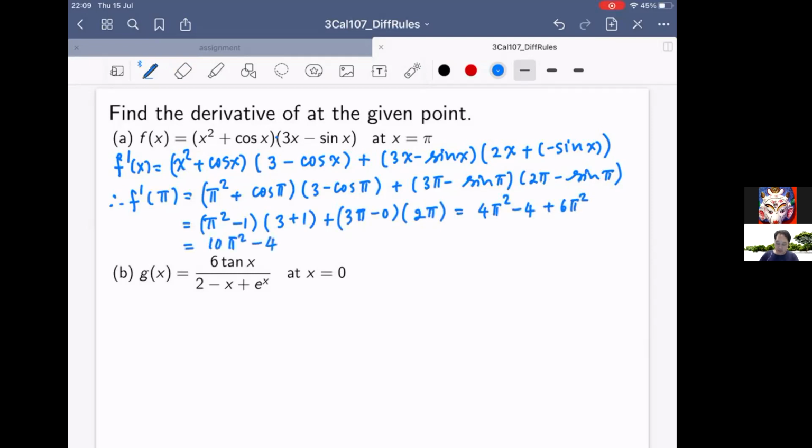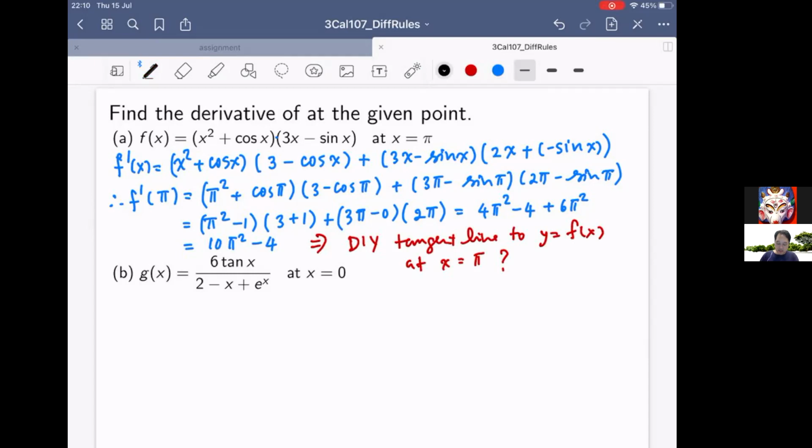Okay, so we just try to challenge you to find the tangent line to the curve y equals that f of x at the point x equals pi. Okay, what is it? Okay, so look at this one.